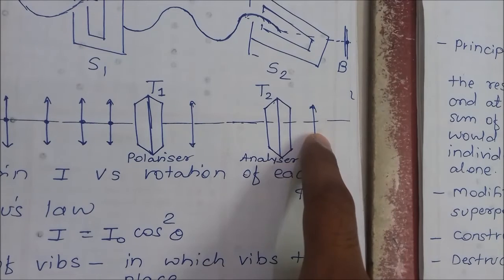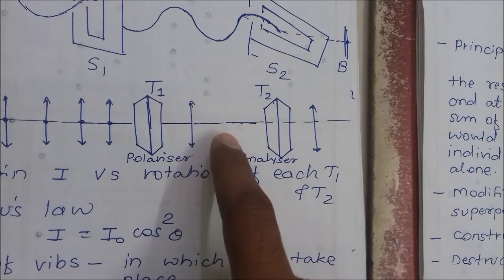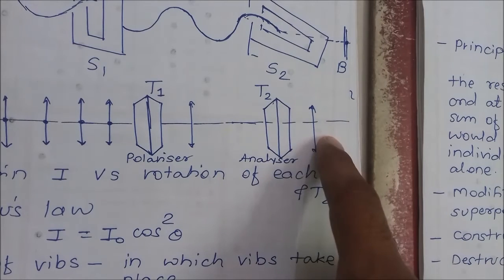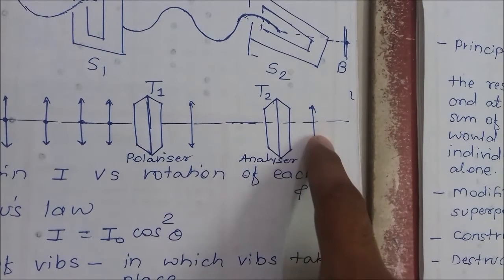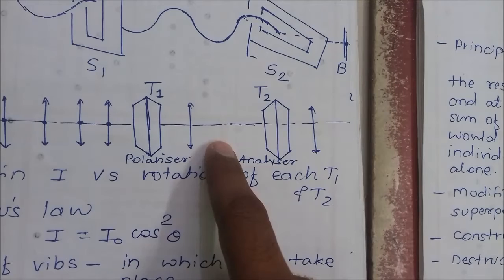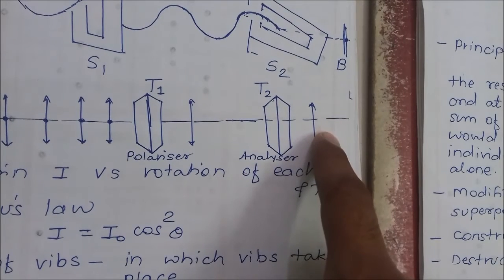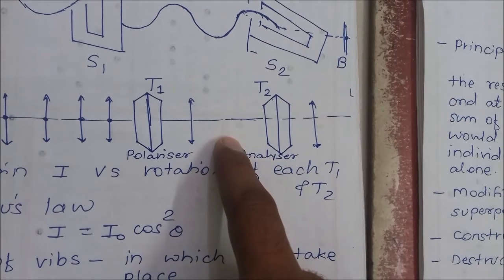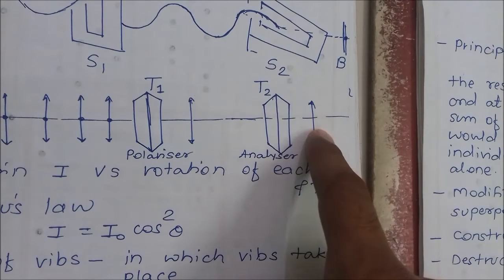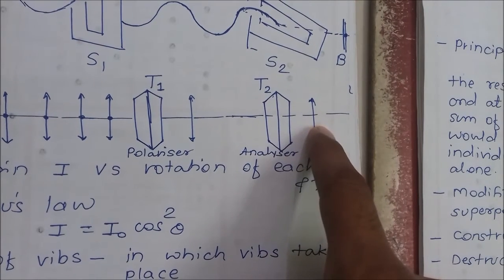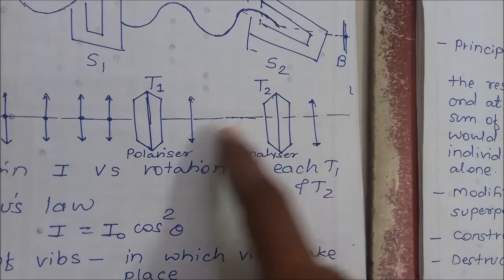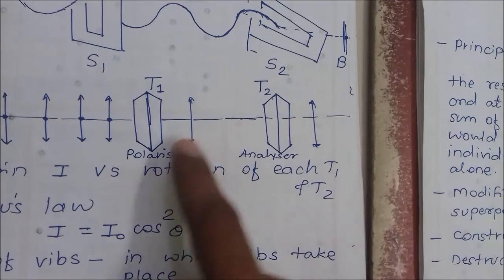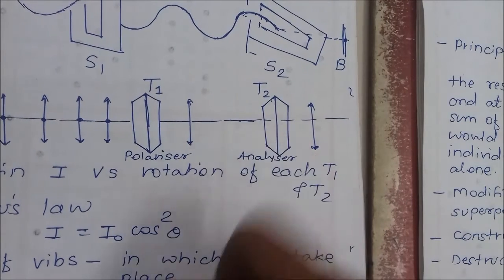Then from polarized light we want polarized light. Listen carefully. If this intensity is I, then this intensity is I cos square theta. This is Malus's law, and theta is the angle between the plane of vibration and the transmission axis.